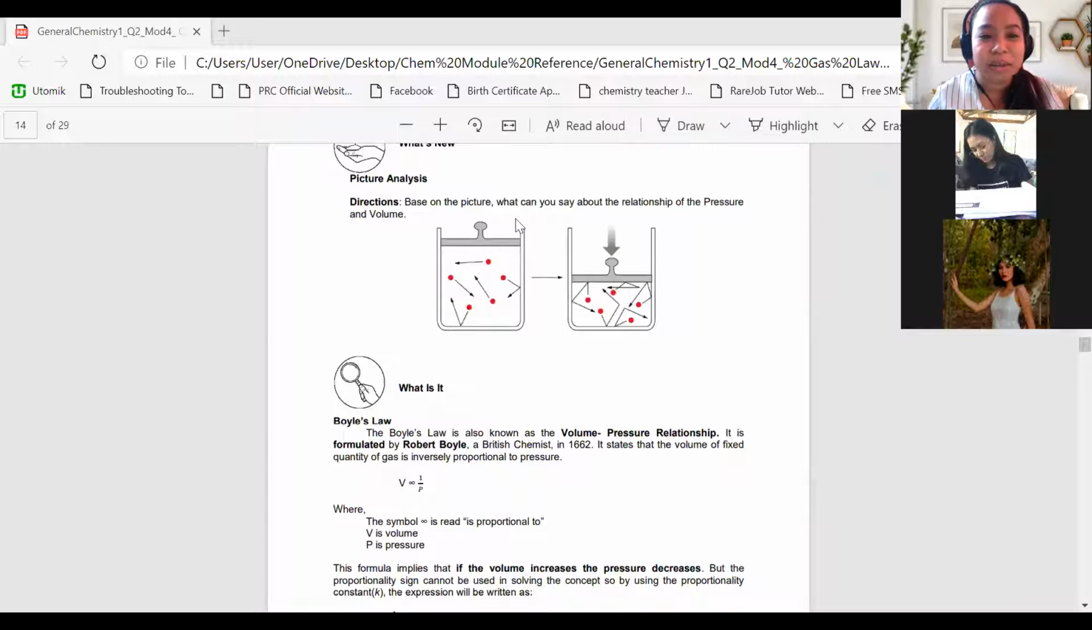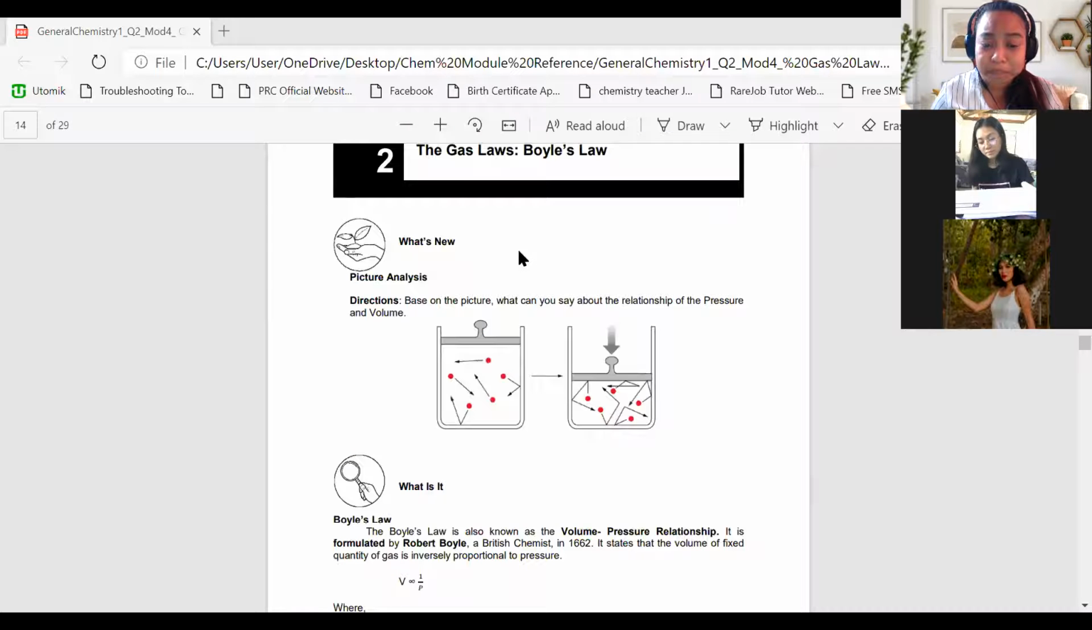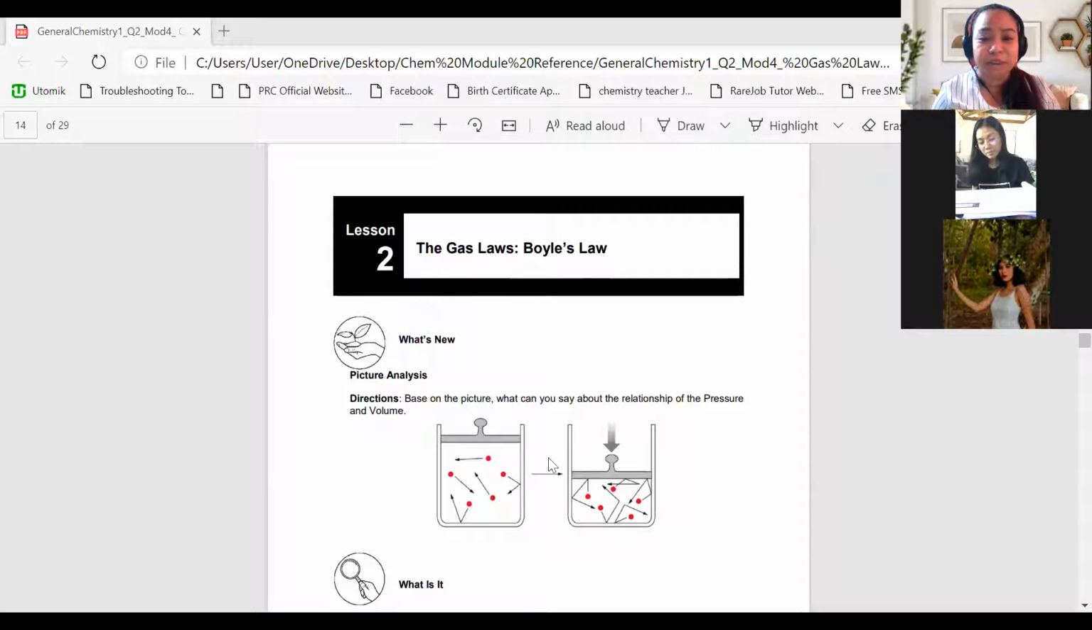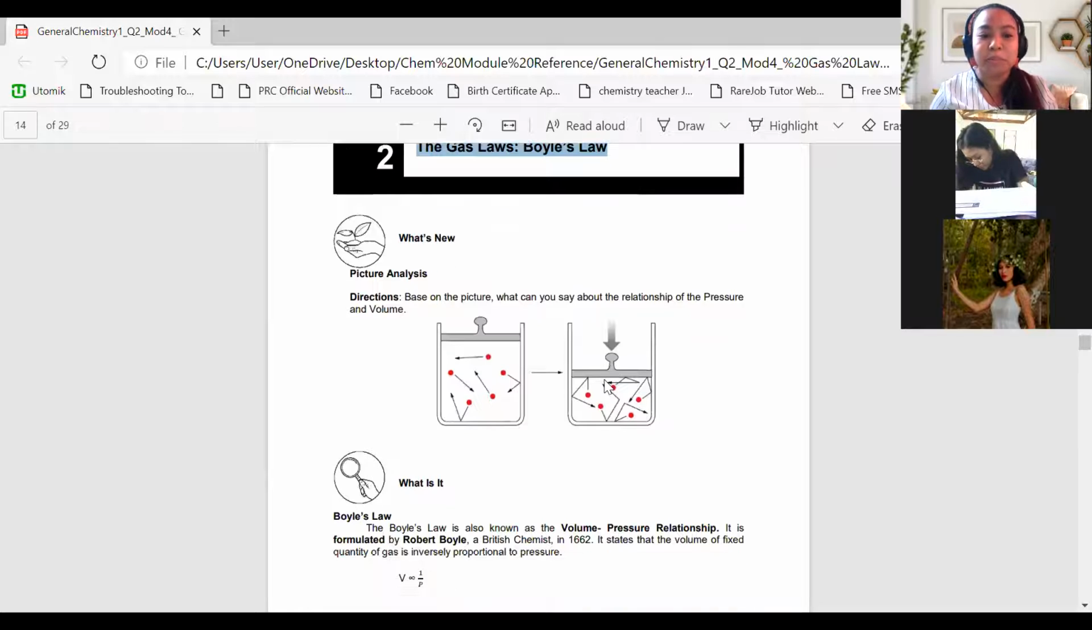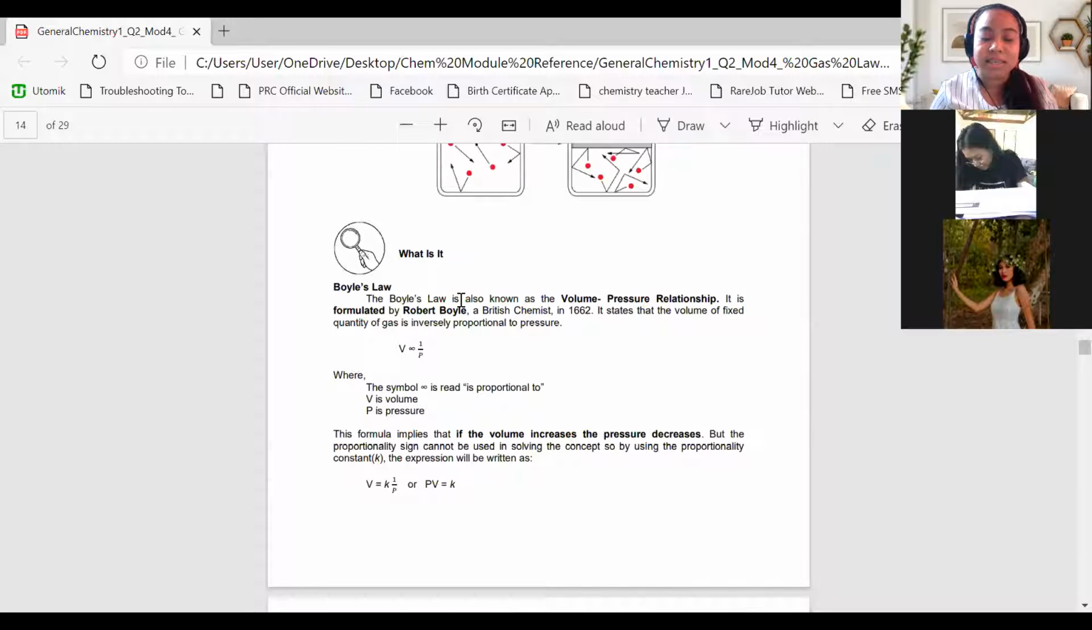So based on the picture, you have to explain the relationship of pressure and volume. So based on this particular picture, what do you think Boyle's law is about? The relationship of volume and pressure. Very good, volume and pressure. Boyle's law is a law.